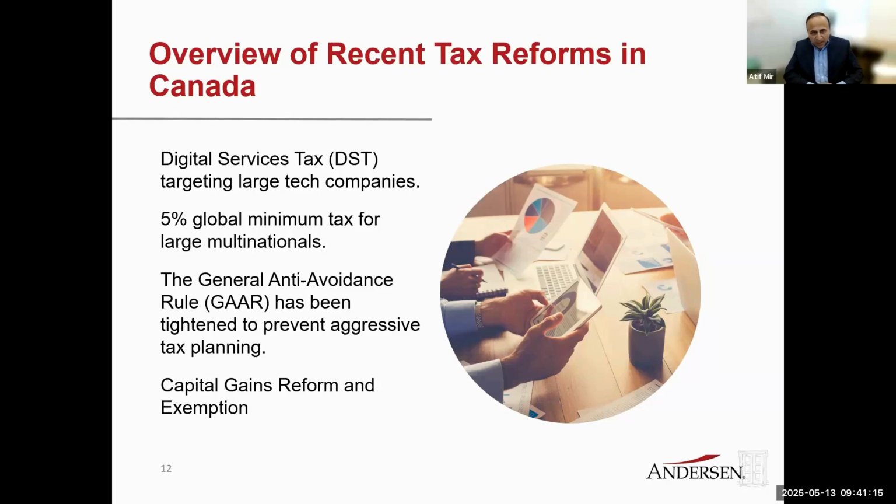And who is caught by the digital services tax? Essentially, this tax targets those companies which are making money from the Canadian consumers, the Canadian users.